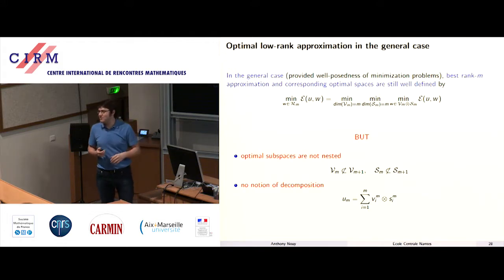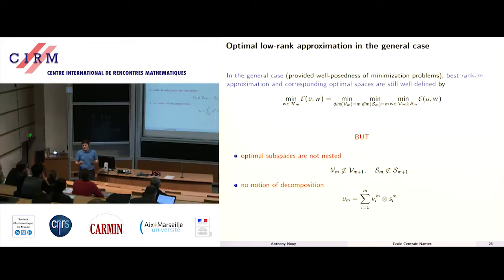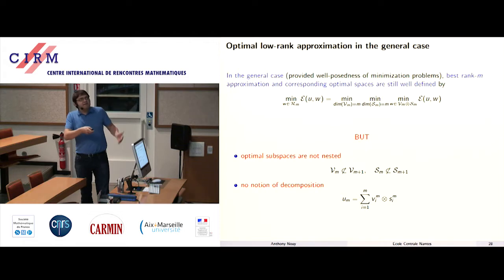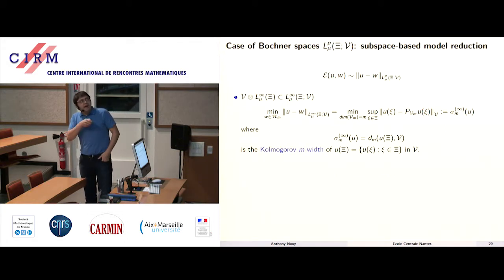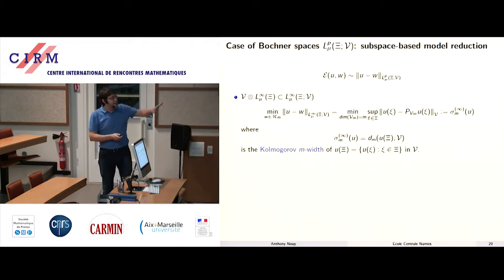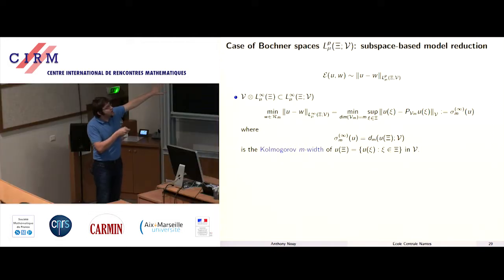And I will present afterwards constructive algorithms that try to be suboptimal and constructive. And in some way, you still have quasi-optimality results. Okay? But in this general situation, a priori, you have no notion of decomposition. And a particular case of interest is the situation where you have a distance to the solution which is equivalent to the LP distance in a Bochner space.